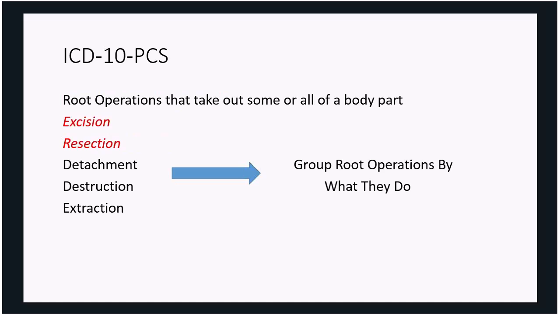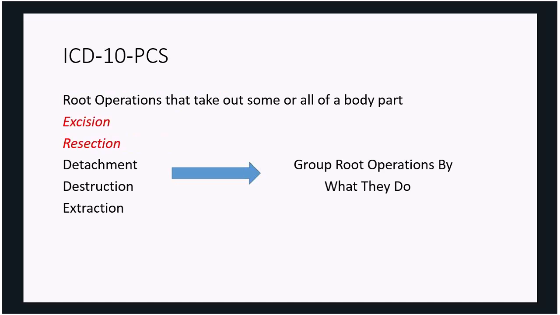Resection is the opposite, where the surgeon is removing all of a body part. Example would be a total nephrectomy. A detachment. This is cutting off all or part of upper or lower extremities. This would apply to all amputations.